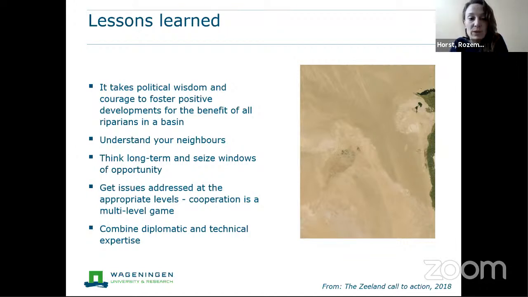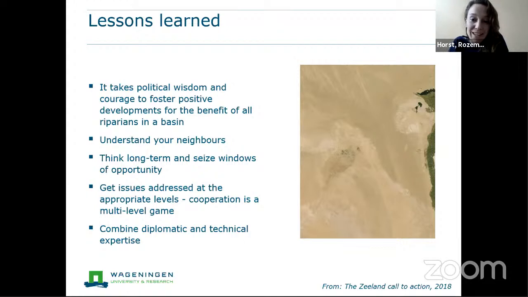So it takes political wisdom and courage to foster positive developments for the benefit of all riparians in the basin. If you don't know how much water you have, how much groundwater you have, you have to take some risks. And sometimes you have to show your cards or your intentions earlier than your neighbor, to take a step forward and to offer what you want out of a negotiation.